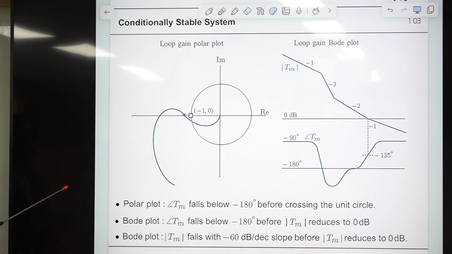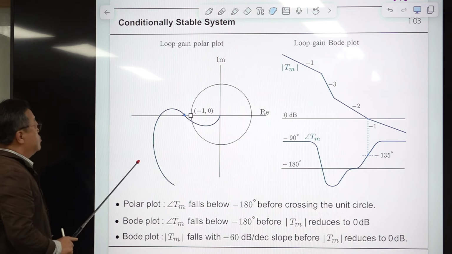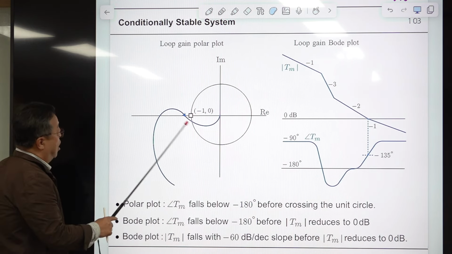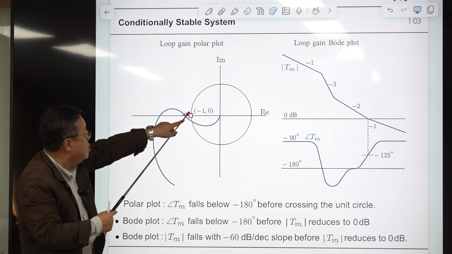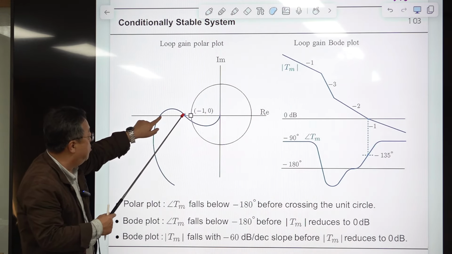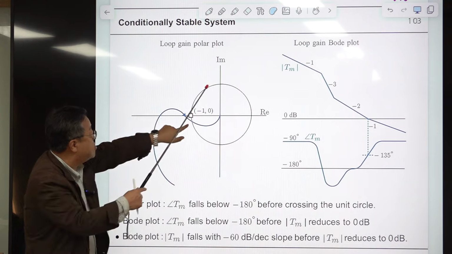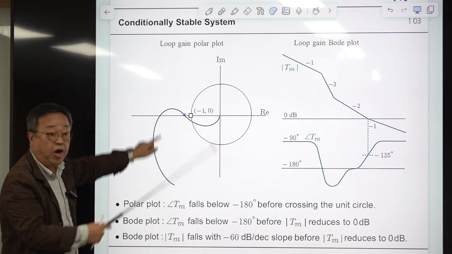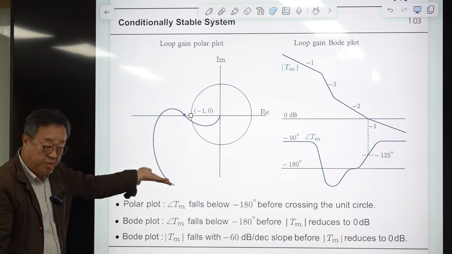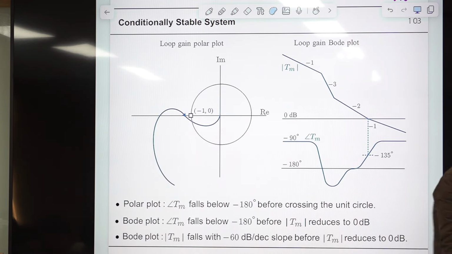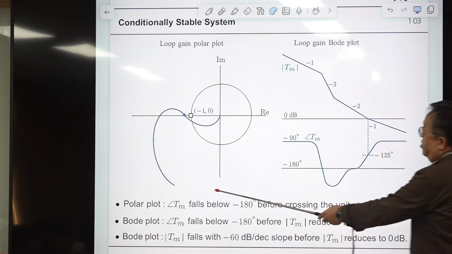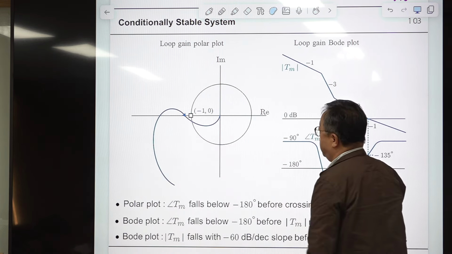So this is the conditionally stable system. It is stable now because it does not encircle this point. It crosses the negative real axis outside of the unit circle twice. But this is stable according to the Nyquist stability criterion, on the assumption that the gain is this. So this is originally a stable system.